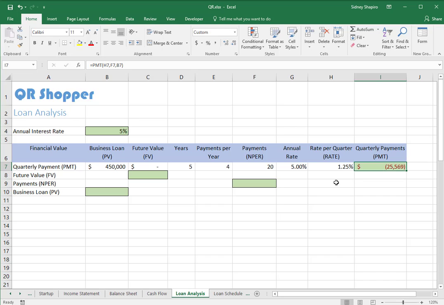That's way more than he thought. He was thinking more like $20,000 quarterly. How could we figure out payments like that? So to do that, we're going to use the FV calculation, which we're going to put for future value.